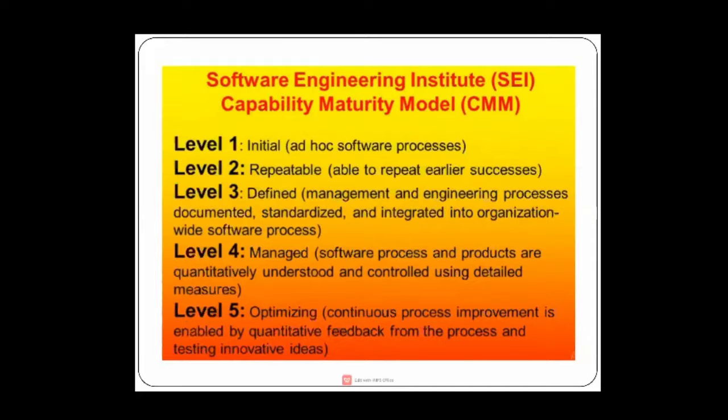Software process and the products are quantitatively understood, right? Using statistics, the facts, these numbers are understood and controlled using detailed measures. Based on these facts and figures, they analyze these numbers and control using detailed measures. So the level 5 is optimizing, right? Continuous process improvement is enabled by quantitative feedback from the process and by testing innovative ideas.